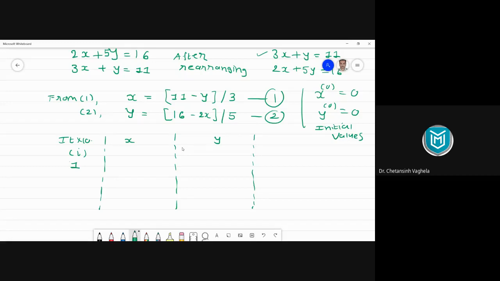So now let's put I plus 1 here, so it would be easy to understand. Now for the first iteration, I need to take I equal to 0, so it will give me X1 and Y1. So for that I have 11 minus Y0, but Y0 is 0. Right? So my calculation will be like this: X1 is equal to 11 minus Y0, value is 0 because initial value is 0, divided by 3.